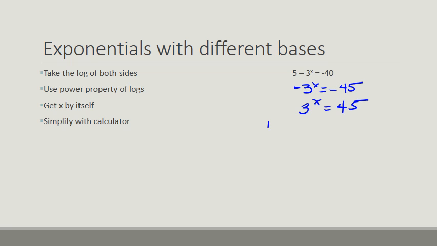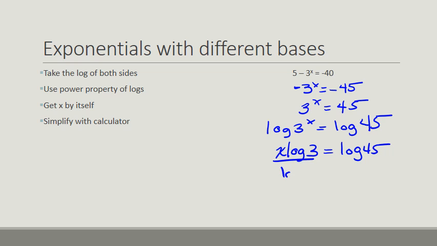And now I'm going to take the logs of both sides, so I get log 3 to the x equals log 45. And then we're going to use the property of logs that says that the exponent comes out in front so that you multiply, so you get x log 3 equals log of 45, and then divide both sides by the log of 3. Then you've got to use your calculator. The log of 45 divided by the log of 3 is approximately 3.465.